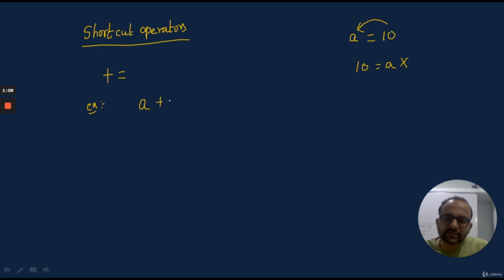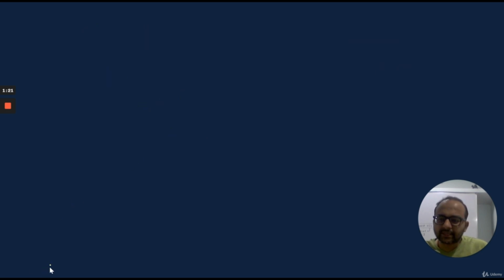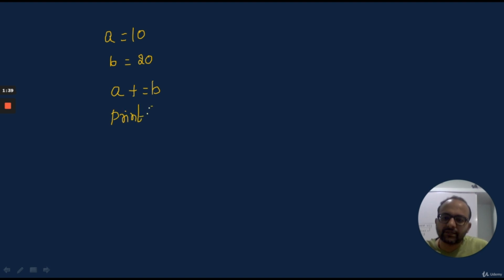A plus equal to B. So this is evaluated as A is equal to A plus B. Which means, for example, we can consider a program like this. A is equal to 10, B is equal to 20. Now write A plus equal to B and then print the value of A.